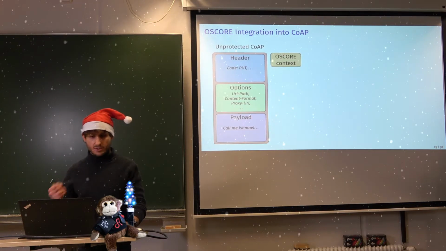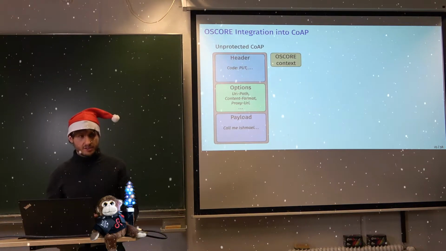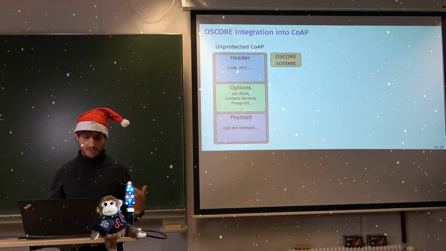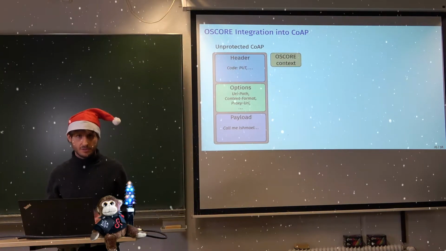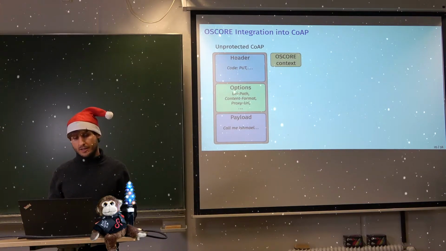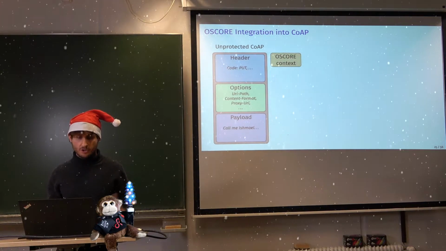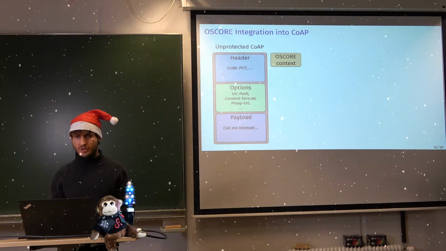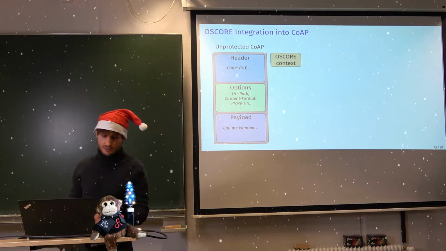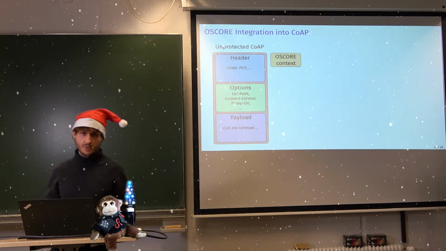And now we can understand what actually OSCORE is. Imagine an unprotected CoAP packet. We have the header of the CoAP packet. In this case, the method code is PUT. It could be anything else. We have the flags of the header. CoAP options are present. It could be the URI path, the content format of the payload. It could be the proxy URI option. And then we have the payload. In this example, again, "Call me Ishmael."